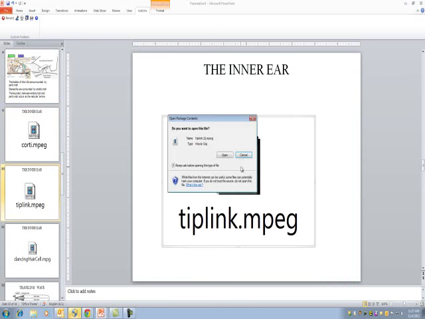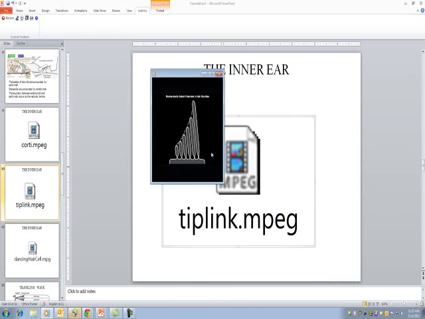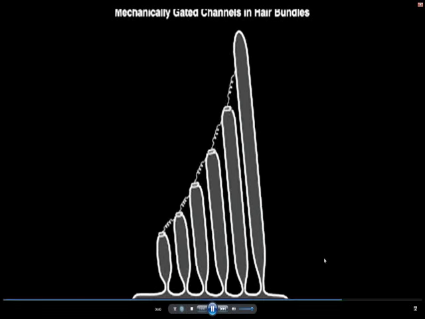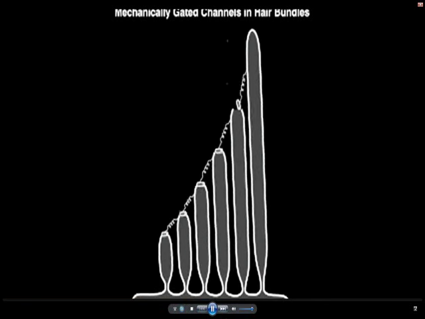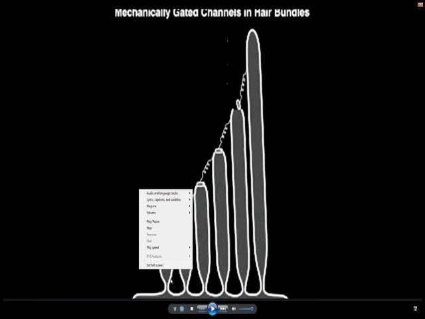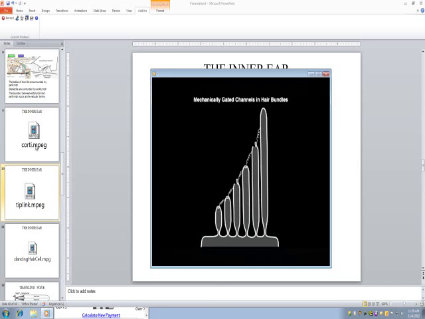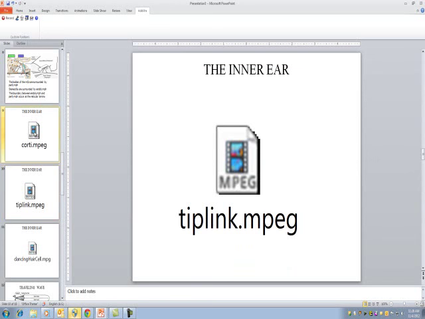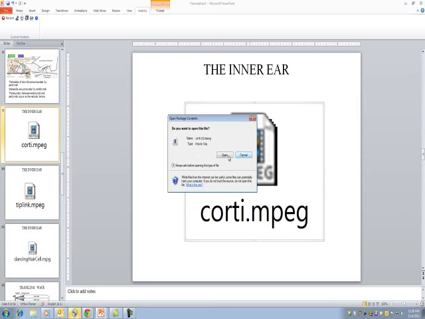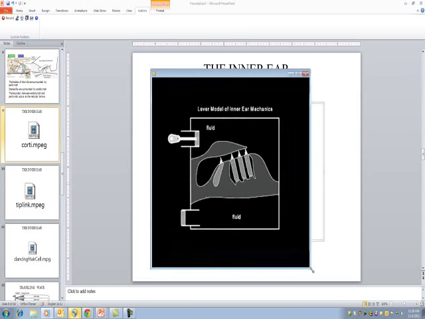So let me go to the next slide, which is the tip link slide. So what we're going to look at here, and again, let me make this a little bit larger. We're going to go full size there. So now let me just pause this. Now what we're looking at are the actual gates themselves. So recall on the last diagram, the stereocilia, and let me actually back up momentarily, because you'll see why in just a second. So now if I go back here, I apologize for all this jumping around.